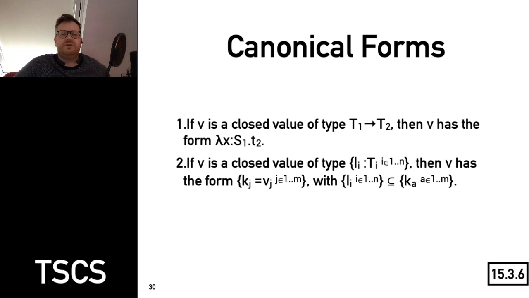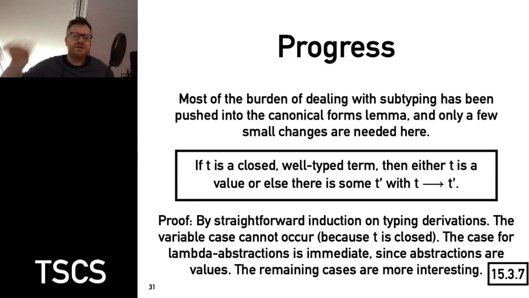And why do we need the canonical forms lemma? Because we need to prove progress as well. And now we have pushed most of the burden into this canonical forms lemma, and only a few changes need to be made here. So if T is a closed well-typed term, this is why we need the canonical forms lemma, because we need to define what closed means. Then either T is a value, or else there is some T' where T progresses to T'. Classical progress rule. And you can prove this now by doing a straightforward induction on the typing derivations.